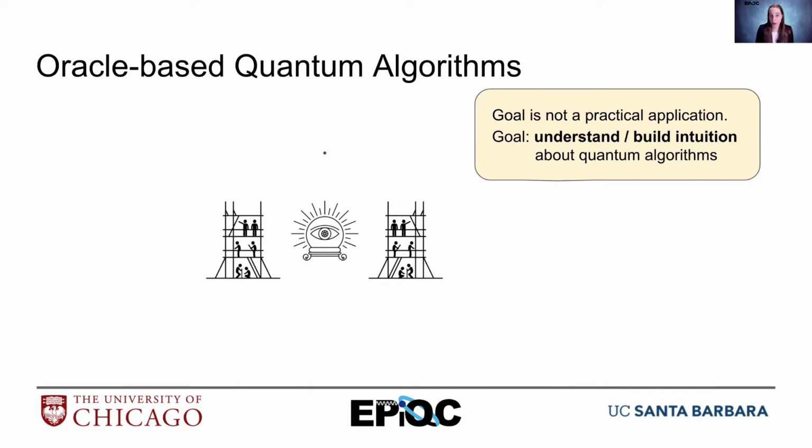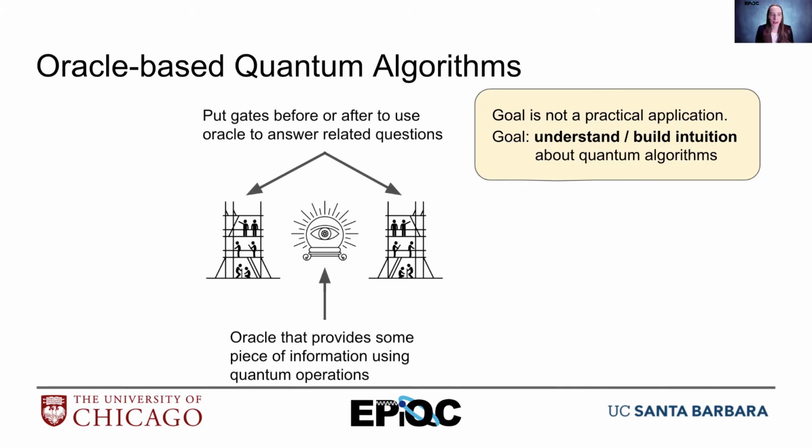Oracle-based quantum algorithms start with an oracle in the middle. And this oracle, you can ask it a question, so you give it some set of information, and it gives you an answer back with some set of information. And so the algorithm itself is all of the stuff you do with that information. What should I ask it, and what should I do based on the answer it gives? All right, so we want to put gates before and after the use of the oracle, and the oracle is going to provide that piece of information.